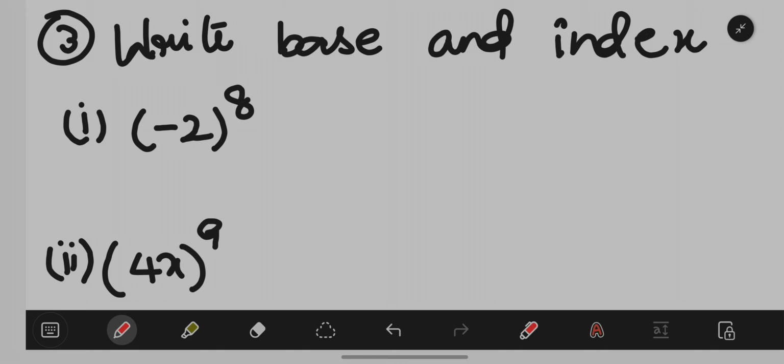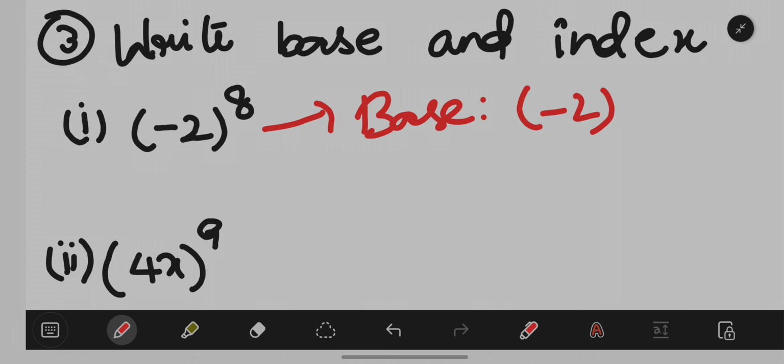Now third question. Here what we are asked is to write the base and index of the following. So first, minus 2 power 8. What is the base? What is the index? See, the base here is clearly this one. Minus 2 is the base. Now what is the index or exponent? That is this power, simply 8.